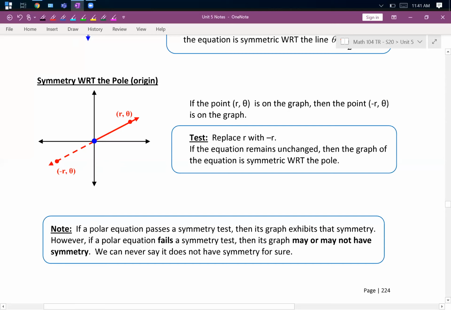So here's one thing that's really different for symmetry with polar equations. If a polar equation passes a symmetry test, then we know its graph has that symmetry for sure. But if a polar equation fails a symmetry test, we can't say it doesn't have that symmetry for sure. It's a maybe. It may or may not have symmetry, but you can never say absolutely no, it does not have that type of symmetry. So when you're answering these, it should either be yes or maybe. No no's.